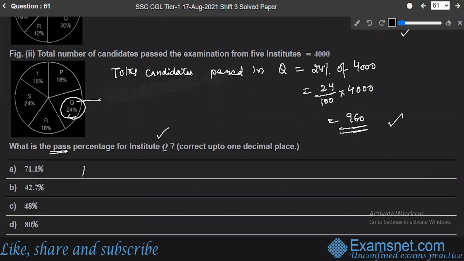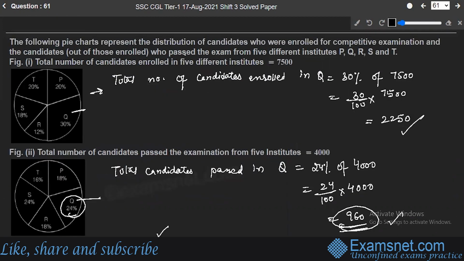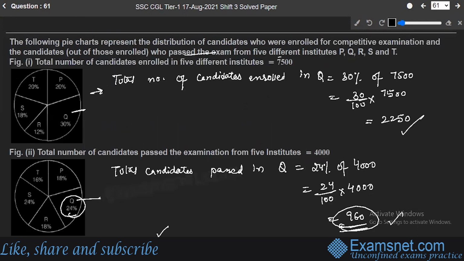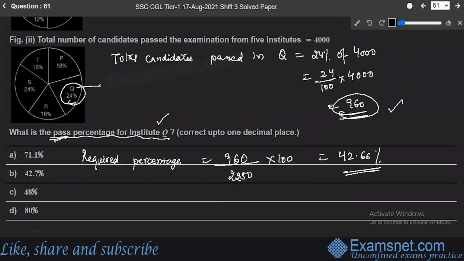So the required percentage becomes, what did we have to find out? Okay, sorry, it was the pass percentage of the Institute Q. So passed candidates upon total candidates, which was 2250, into 100. You'll multiply and you'll get 42.66% as the answer. You have to find the answer nearest to one decimal place because all the options contain one decimal place. So 42.7% is the correct answer. Option B is the correct answer to the question.